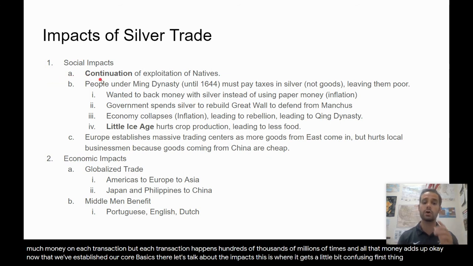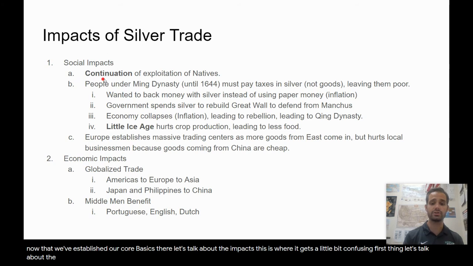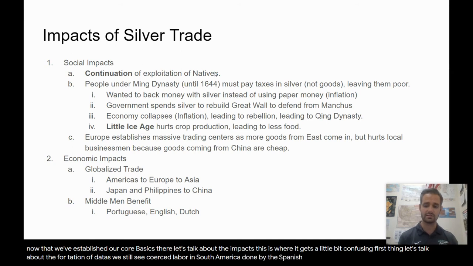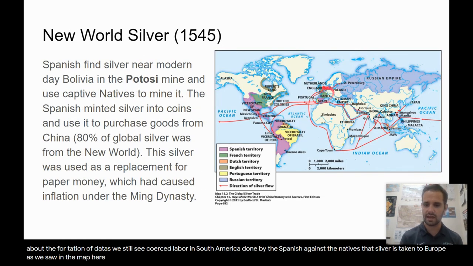First thing, let's talk about the New World. So we see a continuation of the exploitation of natives. We still see coerced labor in South America done by the Spanish against the natives. That silver is taken to Europe, as we saw in the map here. So it's taken to Europe.